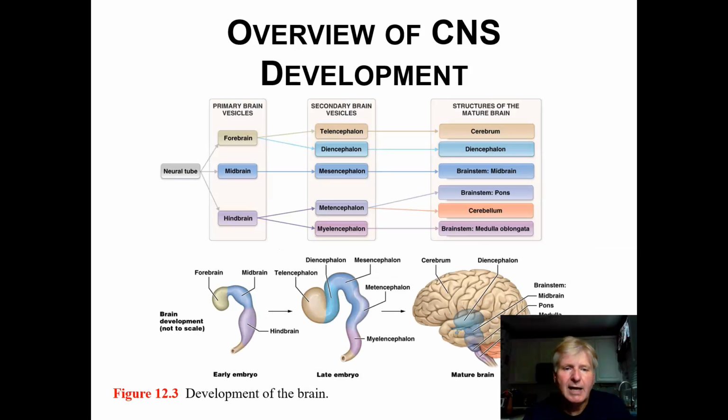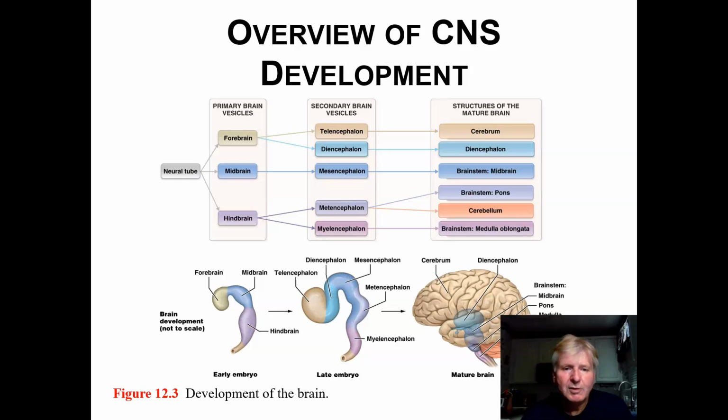So this is how the neural tube develops in the very early embryo into the 3 primary brain vesicles, the forebrain, midbrain, and hindbrain. Secondary vesicles develop from the 3 primary vesicles. Forebrain becomes the telencephalon and diencephalon. Telencephalon then becomes the cerebrum in the adult. The diencephalon will keep its name in the adult brain. The mesencephalon is derived from the midbrain.